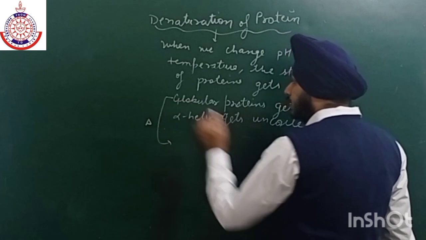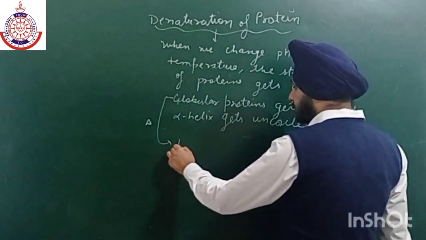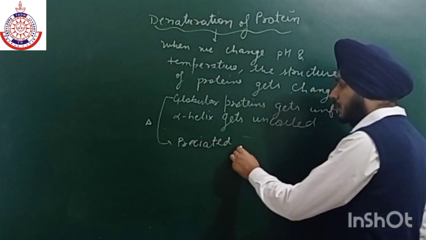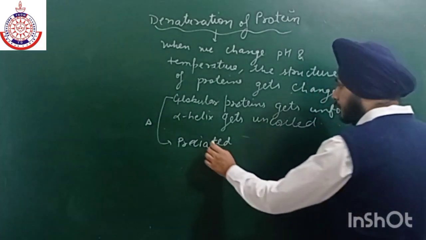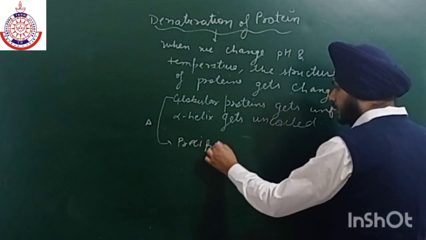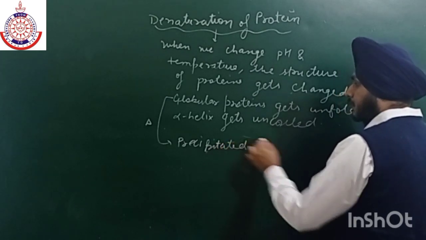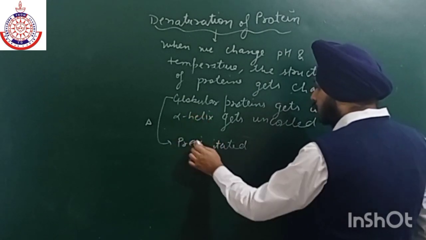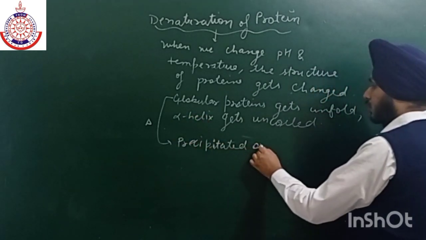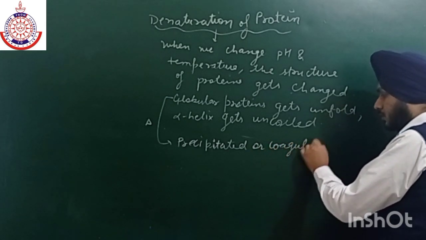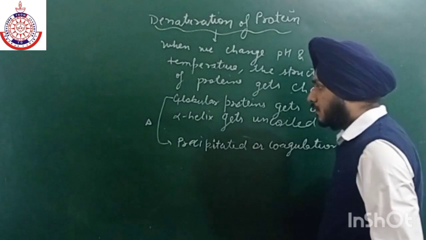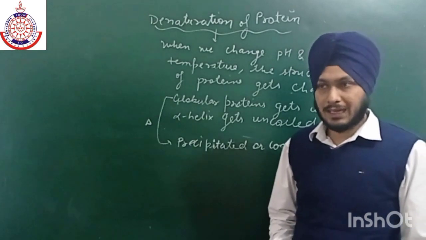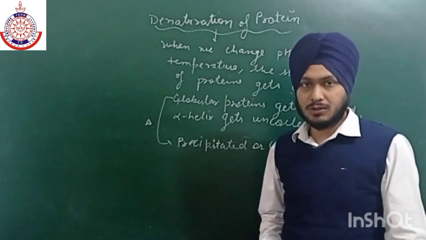So on heating the globular protein, it becomes precipitated, or another word we can use is coagulated. Coagulation takes place. Is it clear? So it will get converted into fibrous protein, and its main activity gets lost.